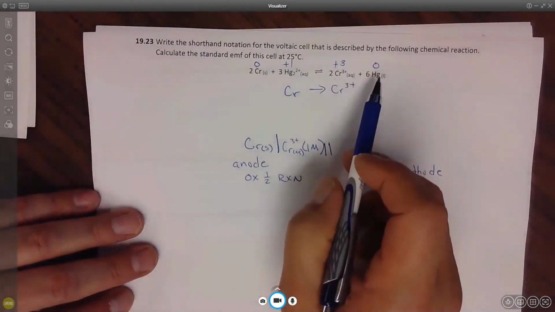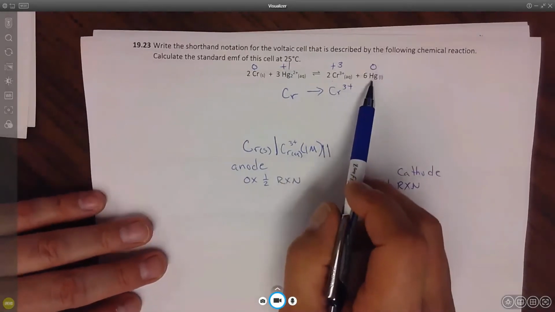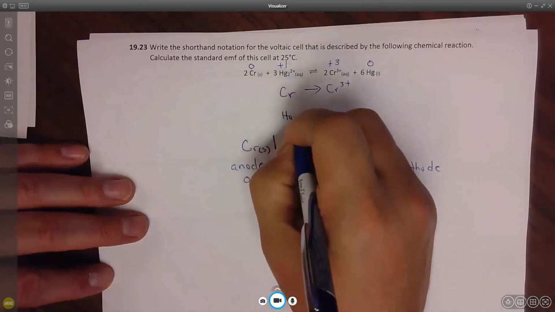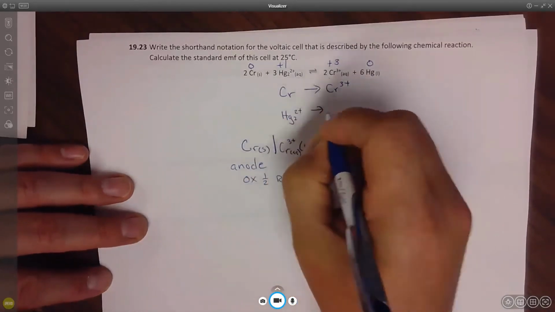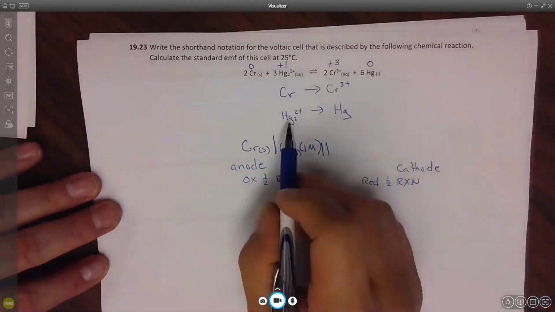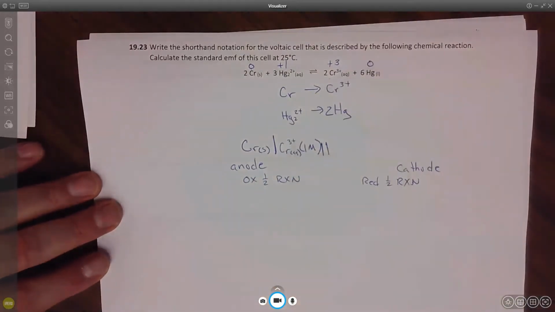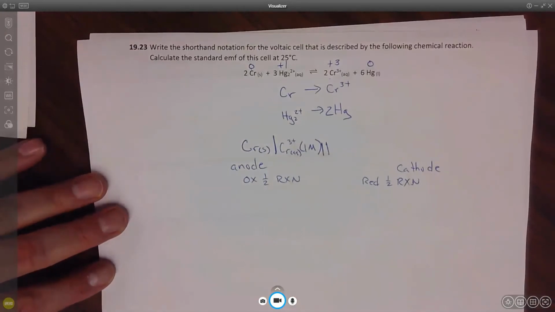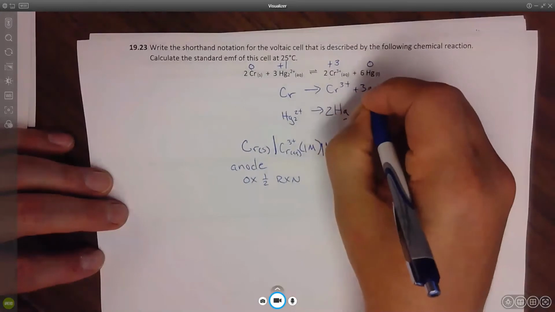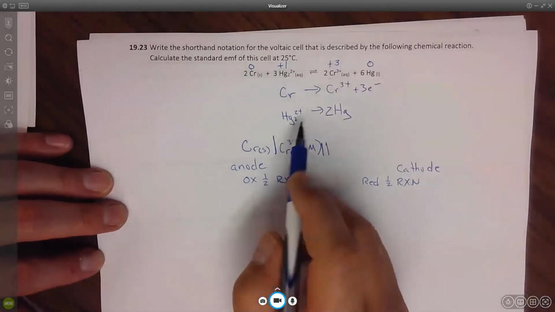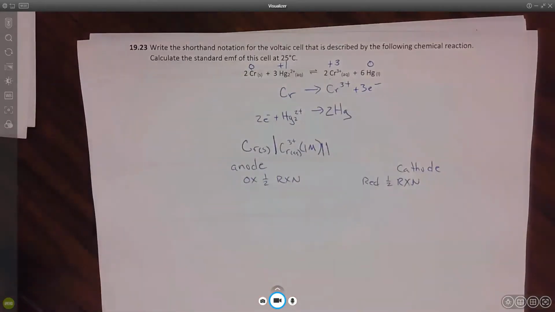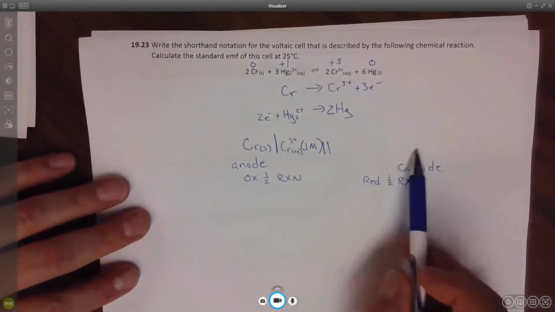Then the other one must be the mercury. So we have the Hg2 2+ going to Hg. Now there's 2 of them, so I'd have to put a 2 here. And if we were to charge balance, I'd have to put 3 electrons here and then 2 electrons over here. So what's going to go on this side then?